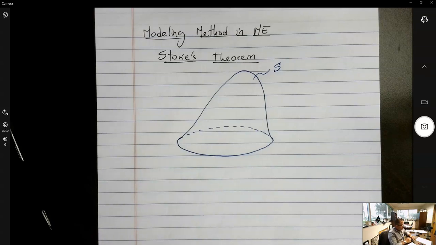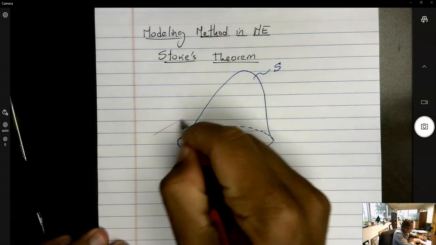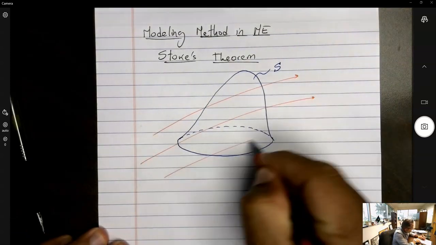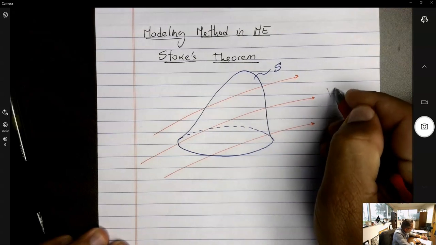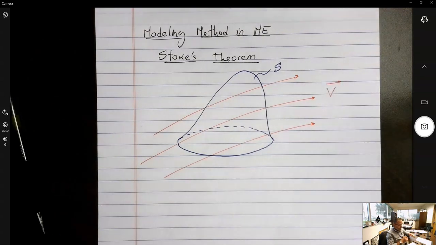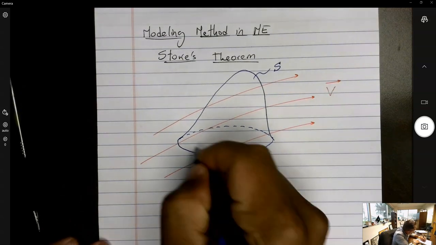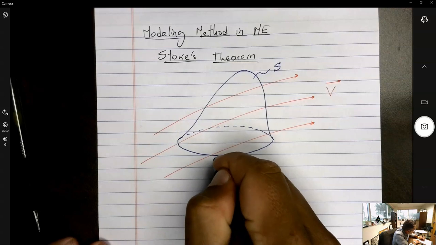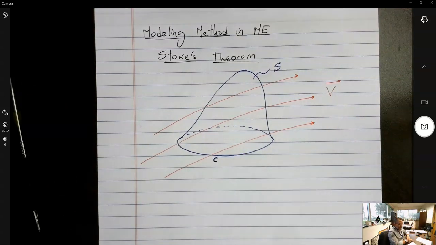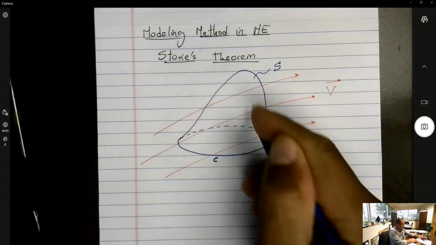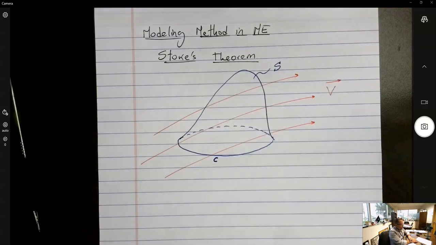So given this surface and given a vector field V traversing it, the open surface is actually bounded by these lines C. So it's not a bounding surface, it's just a bounding line on the open surface.